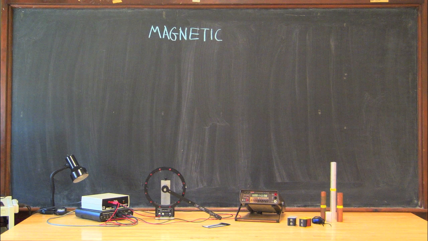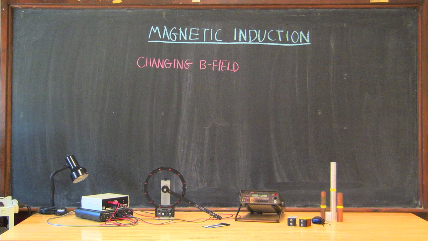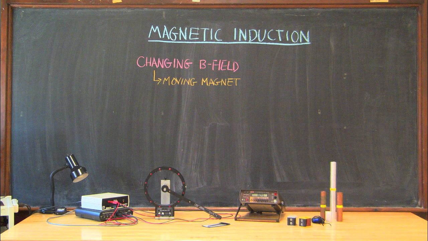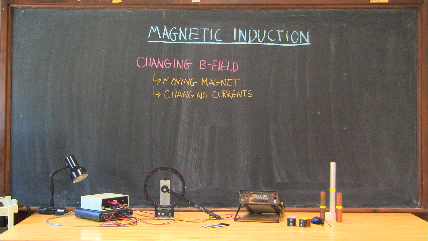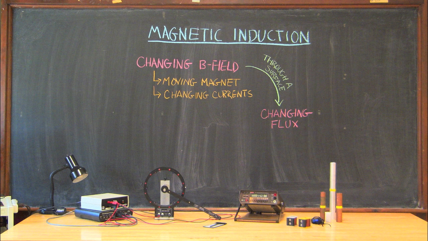In this lab, we'll investigate magnetic induction. Induction is a process that begins with a changing magnetic field. This field could be changing either because you have a moving magnet or because currents are changing. A changing magnetic field will, in general, mean that the number of magnetic field lines pointing through some surface will also be changing. This is called a change in flux through that surface.